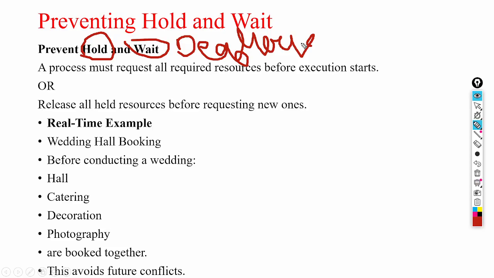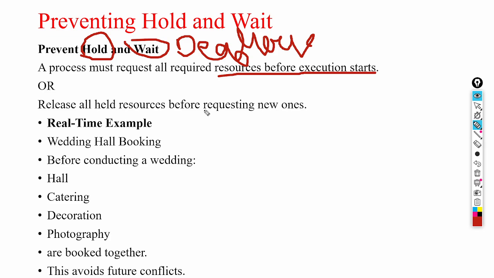What is the prevention for this situation? A process must request all required resources before execution starts. Or, as another approach, the process must release all currently held resources before requesting a new one.